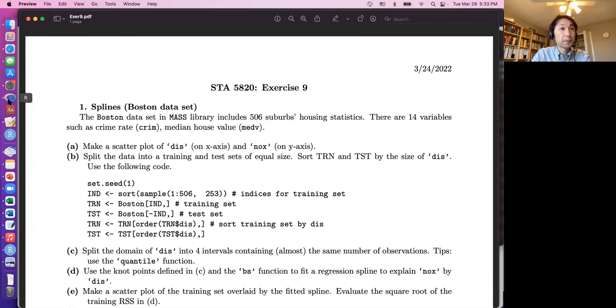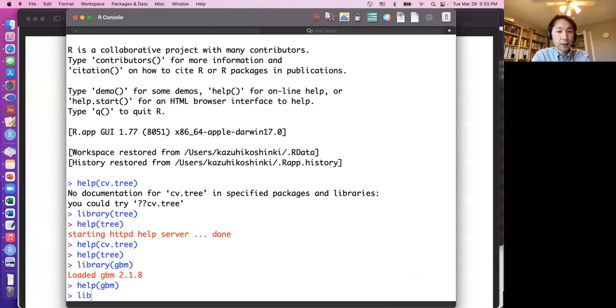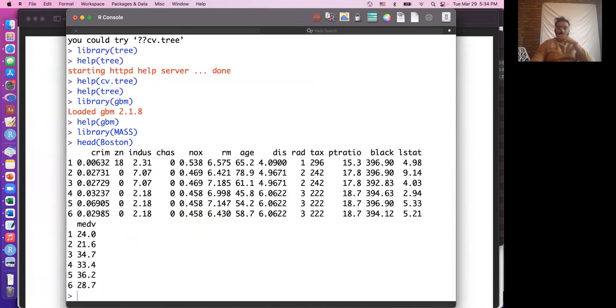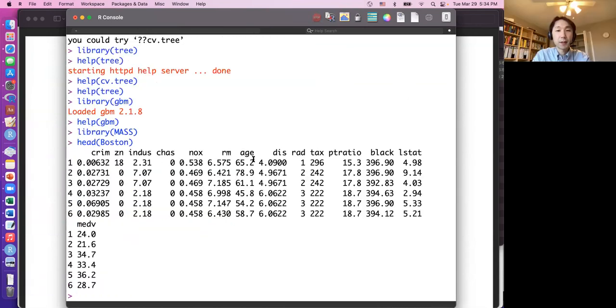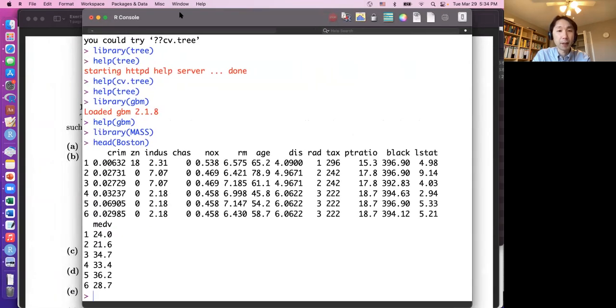Okay, so this is our console. I think the dataset is in library MASS. So you can type library MASS, then Boston. These are the first six observations of these 14 variables. Usually the median house value is the response variable, but here we think about different variables. That is the distance from the city center and the NOx level, a chemical level.